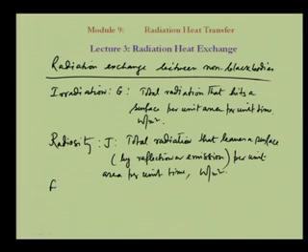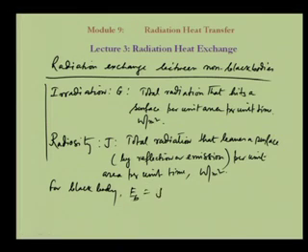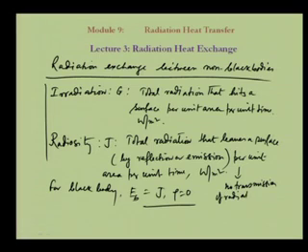Now, for a black body, these are defined for non-black bodies, but for a black body, we know that E b is due to total emission, and that is equal to J, where rho equals 0, transmissivity is equal to 0, and reflectivity is equal to 0. And these things have been defined such that there is no transmission of radiation energy, of incident energy.